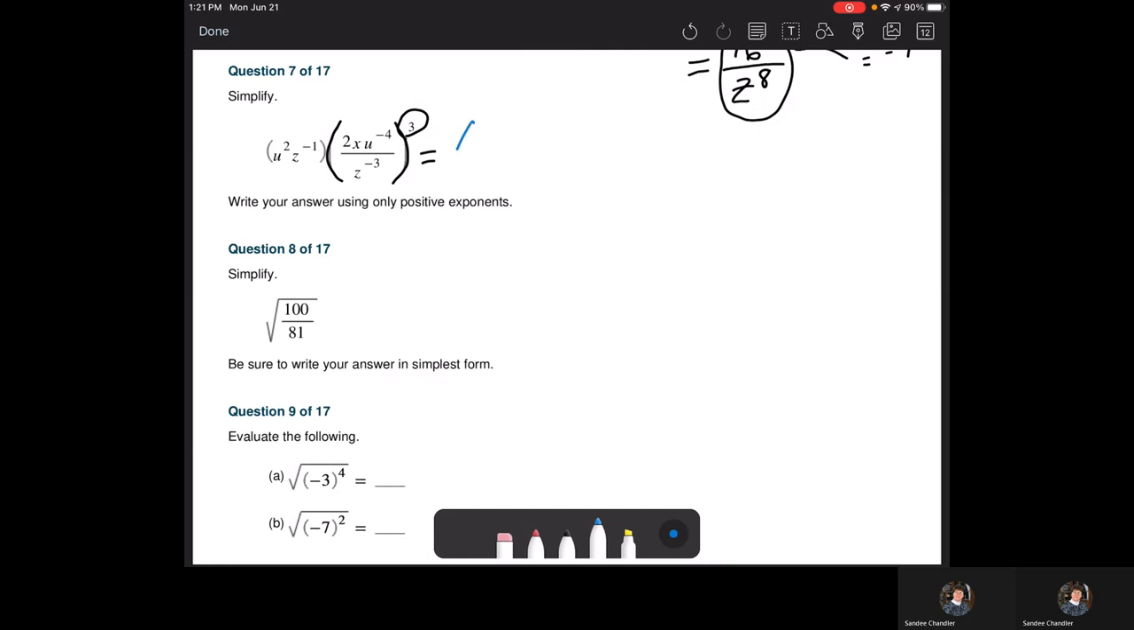All right. So we've got u squared z to the negative 1. So 2 cubed is going to be 8. Remember, x is raised to the 1st power if you don't see a power, so that's just x cubed. U to the negative 4 raised to the 3rd is u to the negative 12. That takes care of the numerator. Denominator: z to the negative 3 raised to the cube is z to the negative 9. Remember, we multiply exponents when we raise them to a power. Again, I'm not going to worry about the negatives just yet. Also, remember your fraction rules. This fraction's over 1.